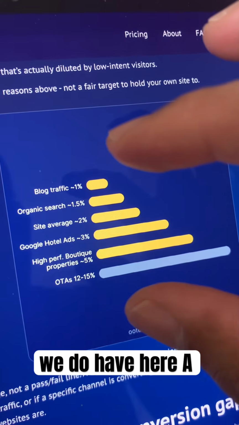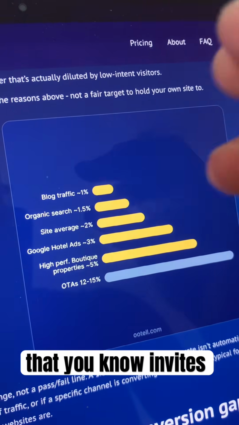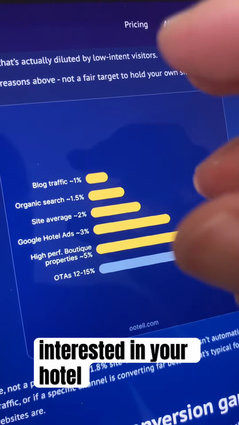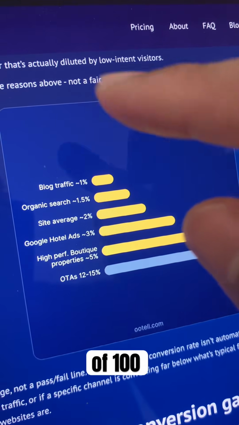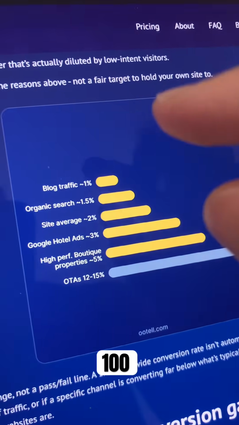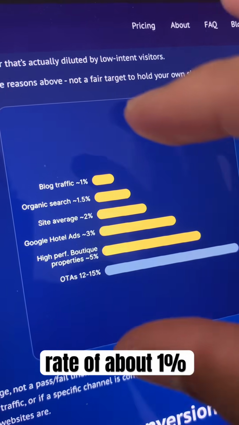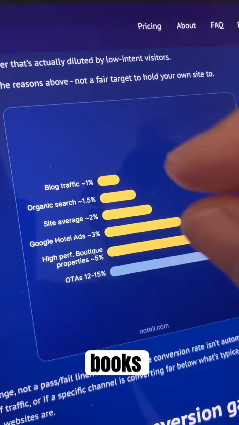So for example, we do have here a blog that invites someone to read a blog post, and the person is interested in your hotel and decides to make a booking. So out of 100 people or 100 possible guests, we do have here a conversion rate of about 1%. So one person books a room.